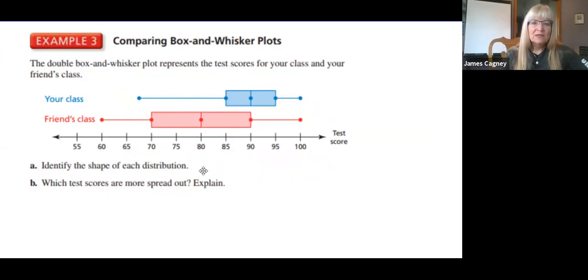So are they symmetric? Are they skewed? And if they're skewed, are they skewed left or right? Which test scores are more spread out? Explain. And again, go ahead and pause, write down your answers, and then hit play again.